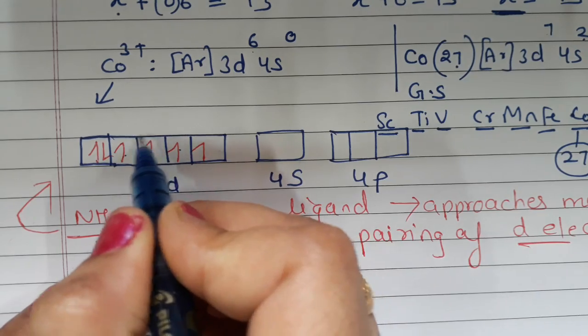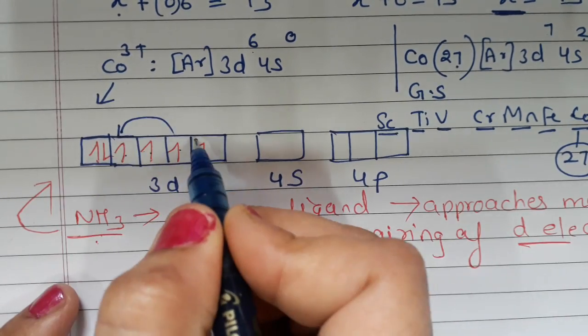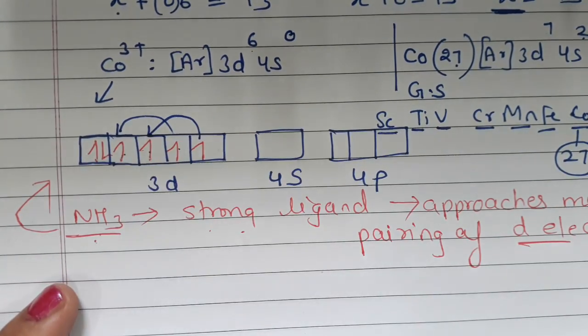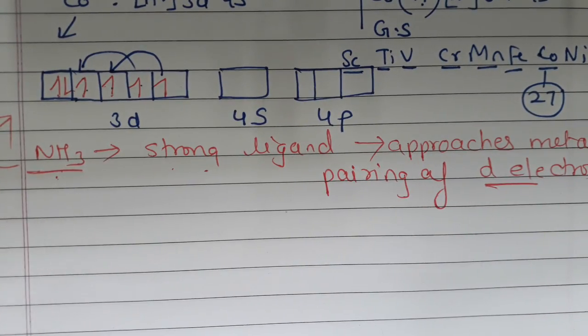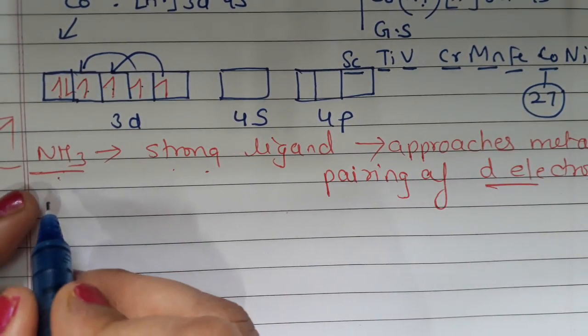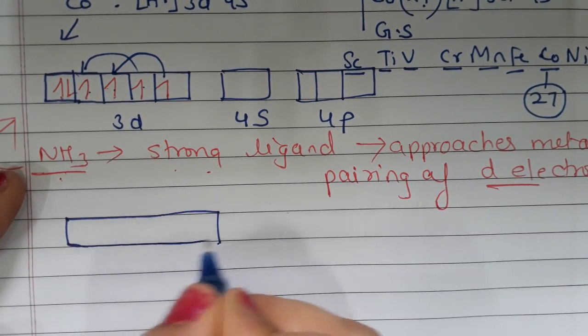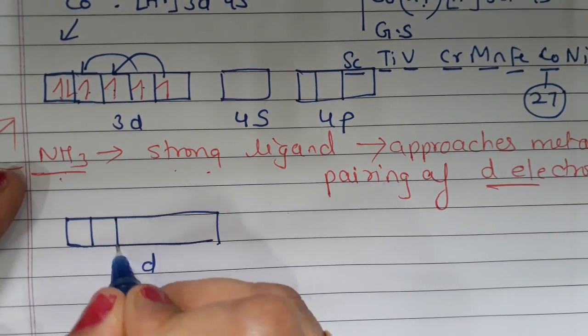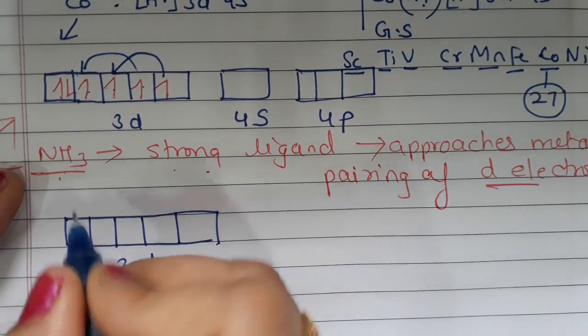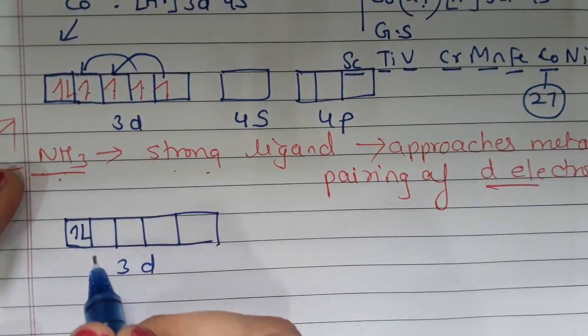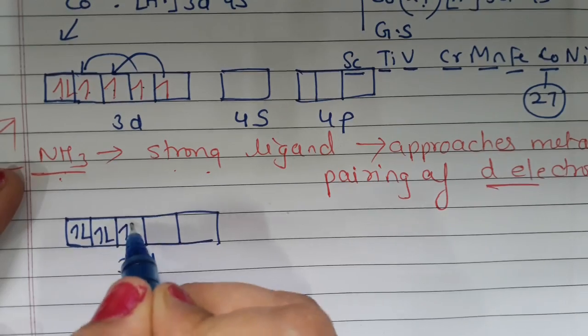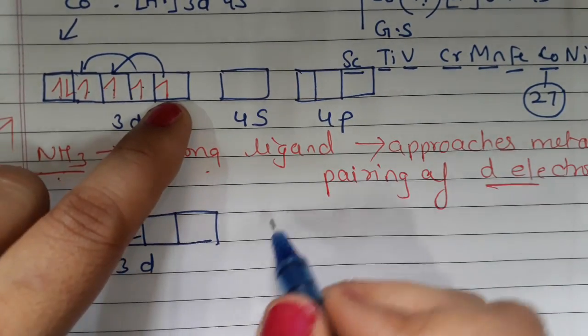So electrons will shift over here. This electron will shift here. This will shift over here. Fine. This only happens, students, when there is a strong ligand. So ammonia is a strong ligand. Now, we have d orbitals 1, 2, 3, 4, 5. So how many electrons are there in the first? 2, second also 2, third also 2, and the remaining 2 will be empty.